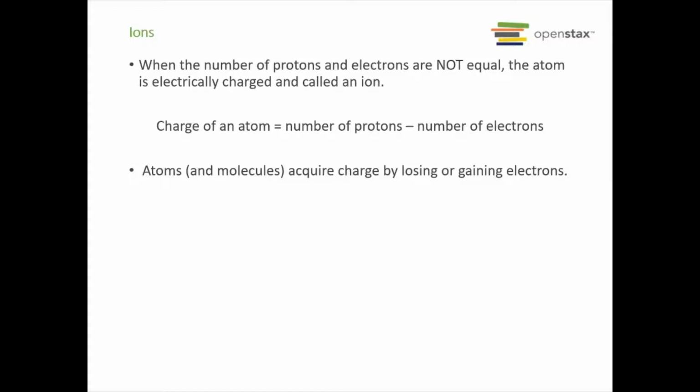So then the next thing is that protons and electrons can be unequal in an atom, and this is called an ion. This gives the atom an electrical charge when the protons and electrons are not equal. The charge of an atom is equal to the number of protons minus the number of electrons. So if you have more electrons than protons, you have a negative charge. If you have more protons than electrons, you have a positive charge. Atoms, and even molecules, acquire charge by losing or gaining electrons. It has nothing to do with the protons or the neutrons. Those do not change in an atom. Only the electrons do. Okay?